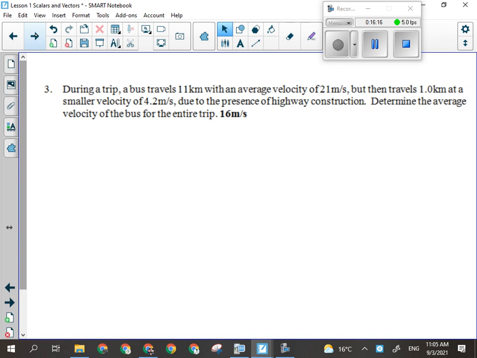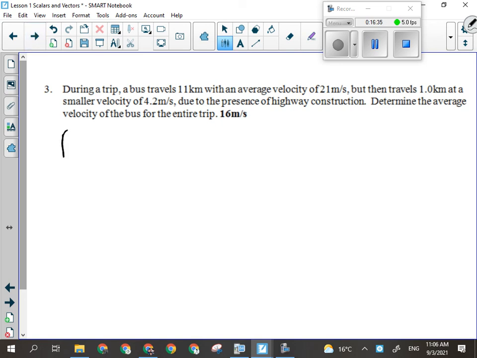All right, so looking at number 3, this is very much like the one we did just a few minutes ago. Okay, so during a bus trip, a bus travels 11 kilometers with an average velocity of 21 meters per second, then travels 1 kilometer at a smaller velocity of 4.2 meters per second because of construction. Determine the average velocity of the bus for the entire trip.